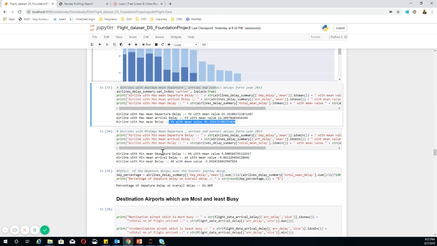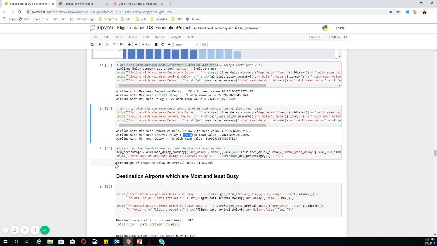The other part is that we have calculated the minimum delays as well. In this, a carrier has a minimum mean departure delay of 4.9 minutes, whereas AS has the least arrival delay, at minus 9.8 minutes. So we can say it is quite punctual, that is, it is quite early when it comes to the destination points. Finally, we were curious about what percentage the departure delay contributes to the total delay, and that is 61.86%.